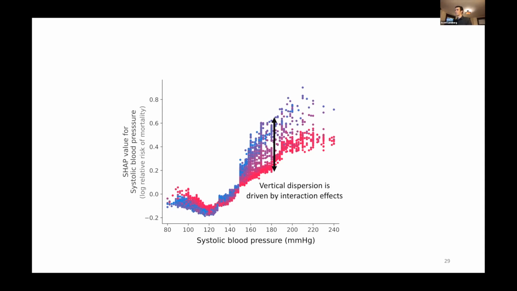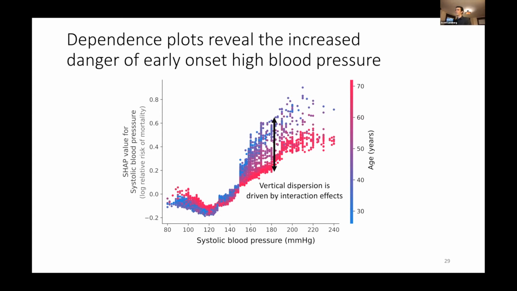Well, these are driven by interaction effects, like we talked about before. Right? Vertical dispersion means that systolic blood pressure has an impact on the model, but it depends on other features. What other features does it depend on? Well, it turns out that you can use color to understand what could cause this separation. In this case, if we color by age, we'll see that the blue dots are young, the red dots are older, and what we've identified is this danger of early onset high blood pressure, right?